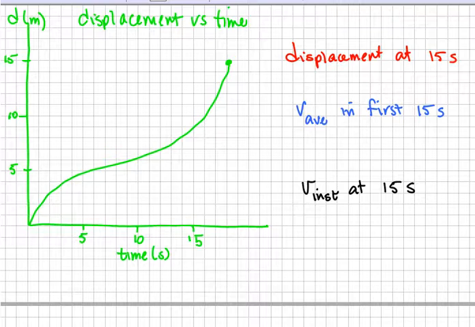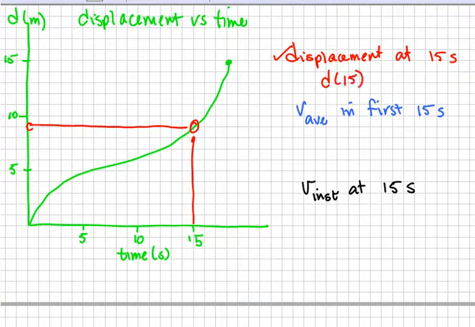So the first thing I'm going to ask is to read directly off the graph, what is the displacement at 15 seconds? Since this is a displacement time graph, I can just find 15 seconds here on my graph and read off how much the object is displaced, and the displacement at 15 seconds is 9 meters.